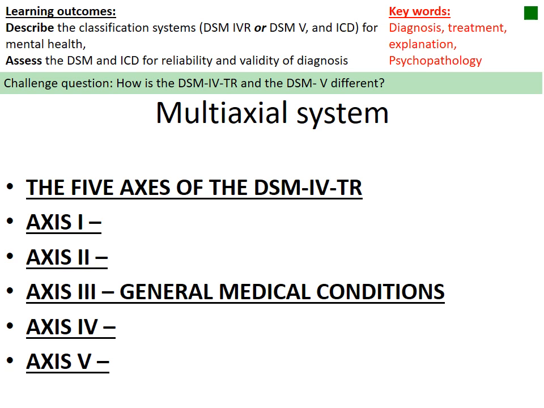Axis 3 looks at general medical conditions, and this lists any medical conditions that may be relevant to the mental health disorder in question. So, for example, the existence of a heart condition in someone who needs to be diagnosed with depression would have important implications for the treatment, because some antidepressant drugs could worsen this condition.